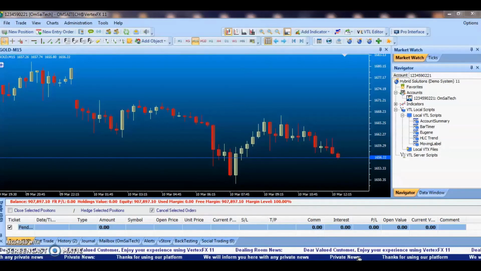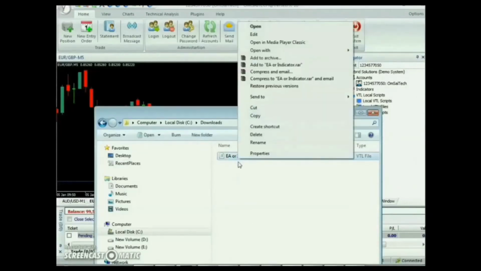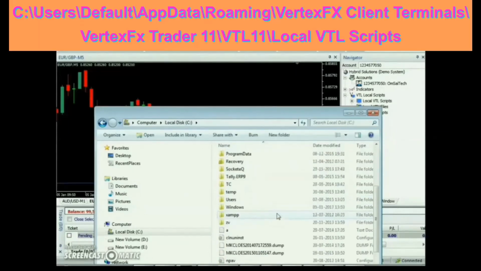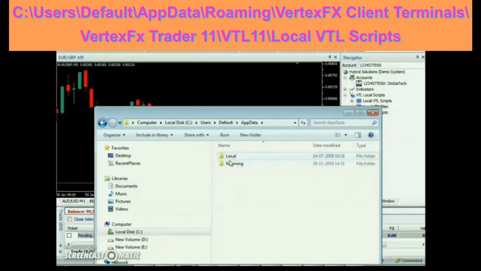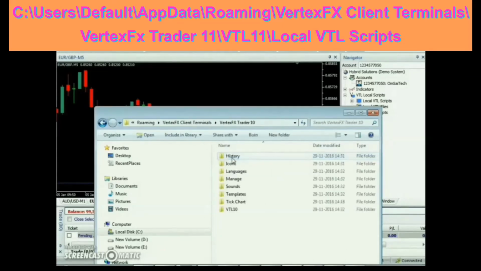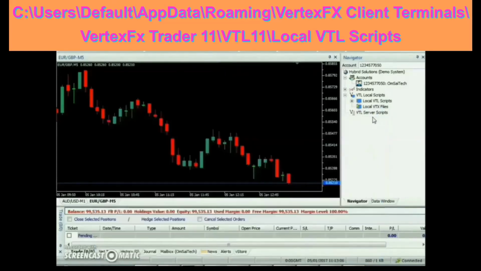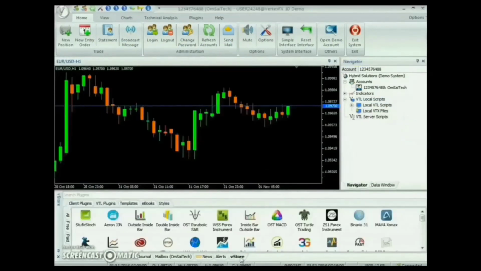You can download VertexFX Indicator, or EA, from www.vstore.co and save it to the local VTL scripts folder of VertexFX Trading Terminal, which is located at users/default/appdata/roaming/VertexFX Client Terminals/VertexFX Trader 11/VTL11/local VTL scripts. The same path is also displayed on the screen. After downloading, the expert will be available at VTL Local Scripts node, or you can install it directly from the VertexFX Trading Terminal's vStore tab.